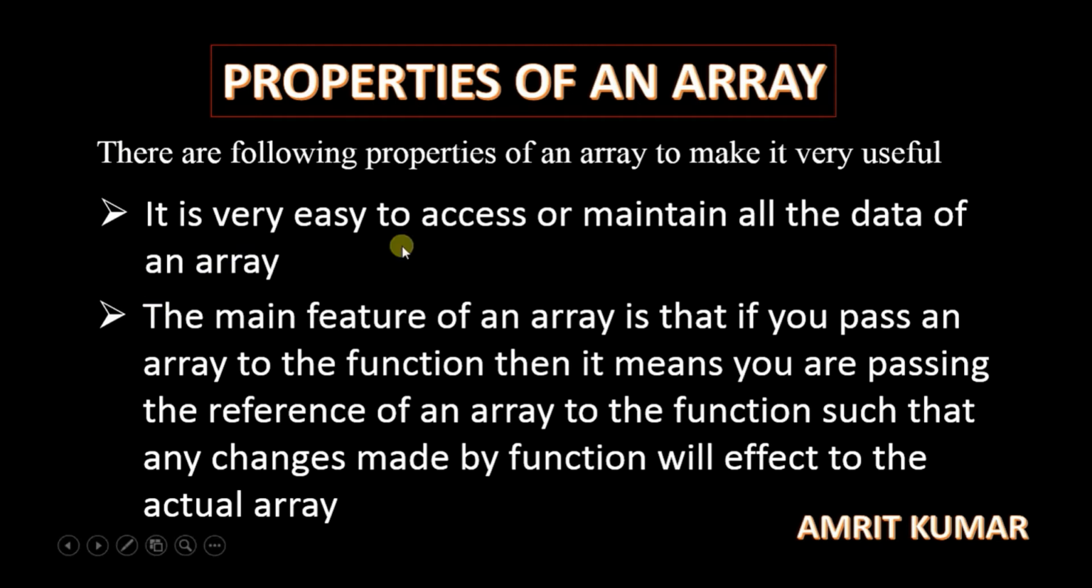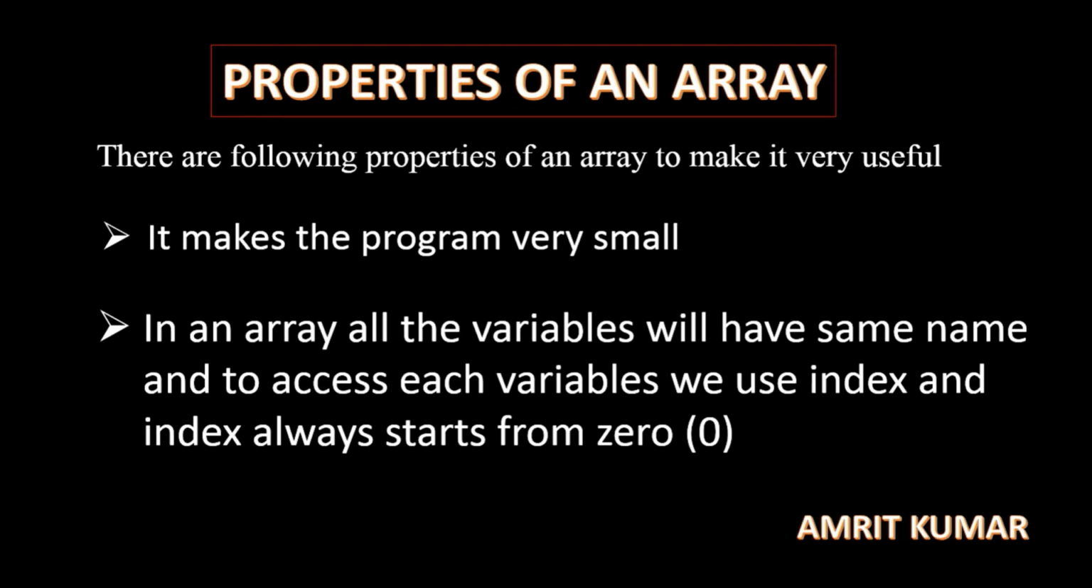And it is very easy to access or maintain all the data of an array. Also, the main feature of an array is that we can use an array in a function. If you change a number or data through the function, the array's number and data are going to be changed because it is holding the reference of the array, and that's why it becomes most important when we are using it in a function. Another property of an array is that it makes the program very small.